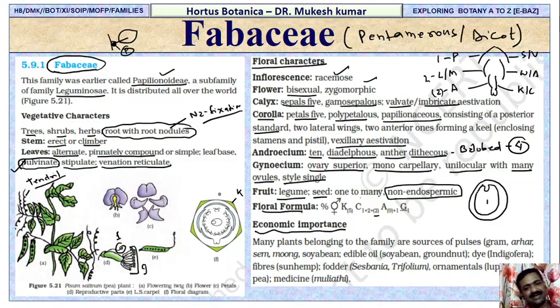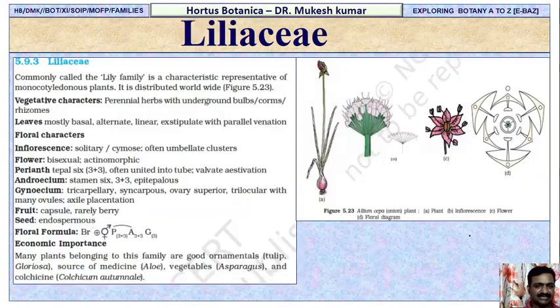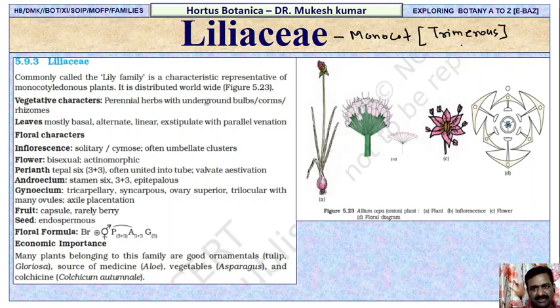Now let's see the last family. Yes, my child, this is the Liliaceae and this belongs to monocot. So this monocot, again, they are trimerous. What is the meaning of trimerous? They have no calyx corolla, so perianth, androecium and gynoecium. So what happened? Either they will be 3 or in the multiple of 3, this is called trimerous condition. Okay, so this is called lily family, right?